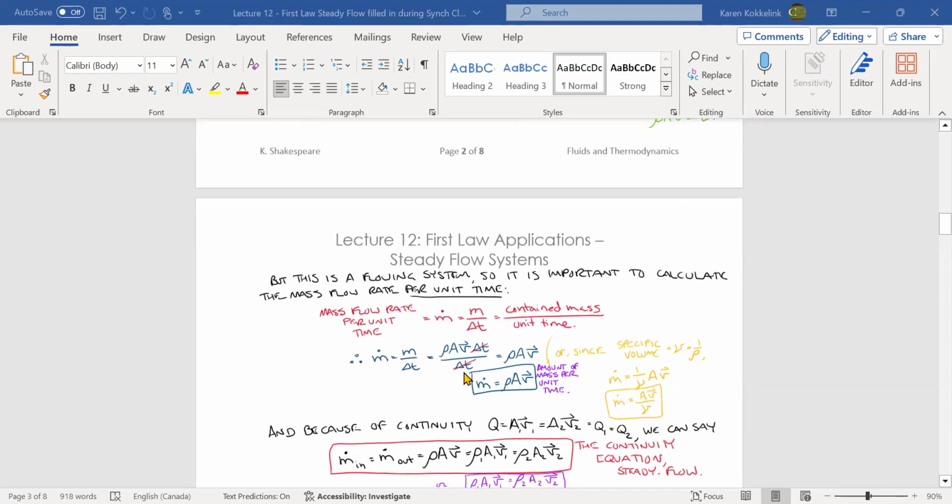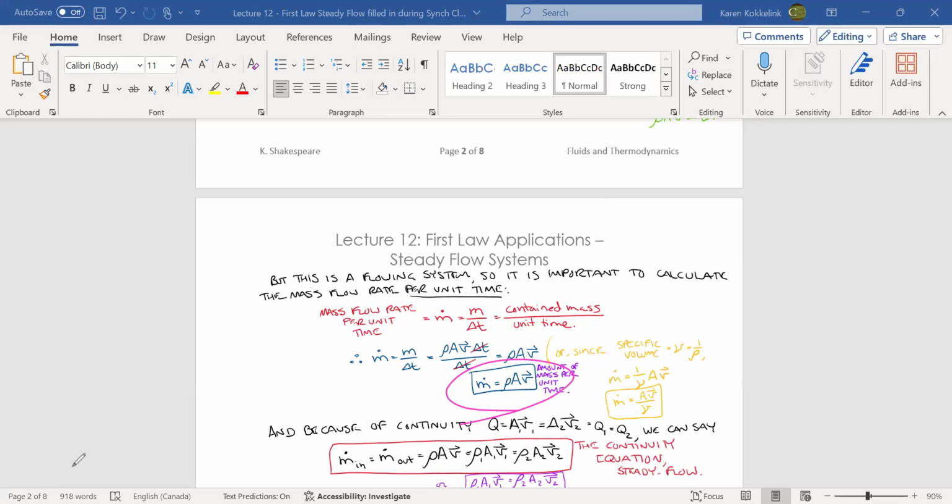Because now my first law energy balance, if I were to do it per unit time, for each unit of time, I can just use the density. Here's what the material is. Here's how much of a cross-sectional area it's going through. And here's the velocity it's traveling. That'll tell me how much mass is flowing over that time.